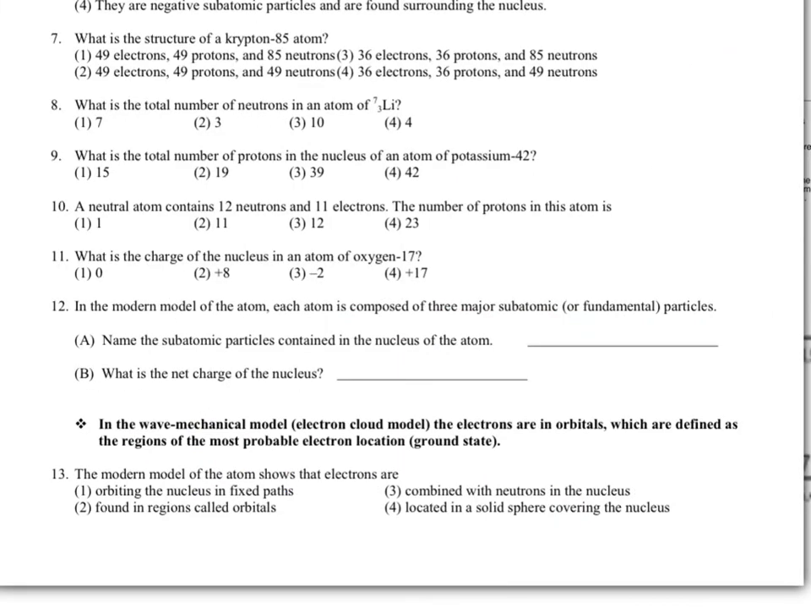Finishing up the last few questions, question number 12 asks about the modern model of the atom. So the subatomic particles located in the nucleus we recall are protons and neutrons. And so the net charge of the nucleus is due to these subatomic particles. Recall that protons are positive and neutrons are neutral. So the charge of the nucleus is going to always be positive.